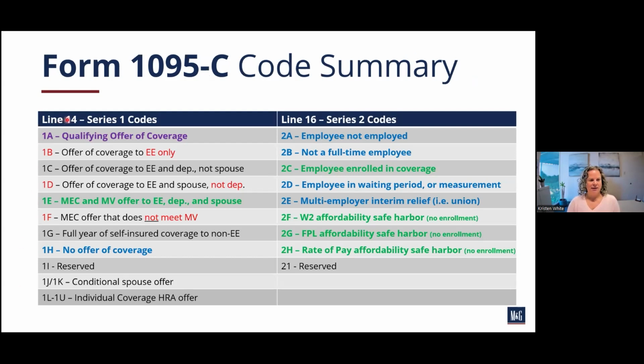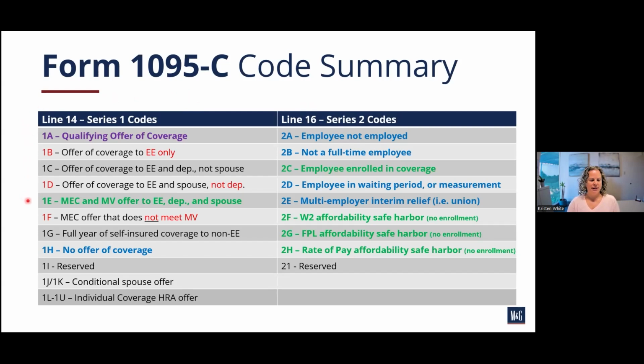All right, we talked about line 14 and 16. That's where we put in our different codes, and they need to go together. So it only makes sense to combine certain codes. This first one I have in purple here, qualifying offer of coverage. So I mentioned if you can elect that one, the 1A, then you can leave 15 and 16 blank. So that's why you don't see any other purple over in our 16 column.